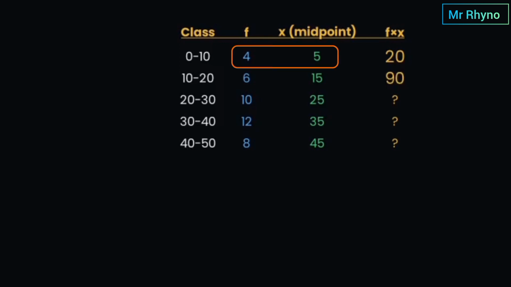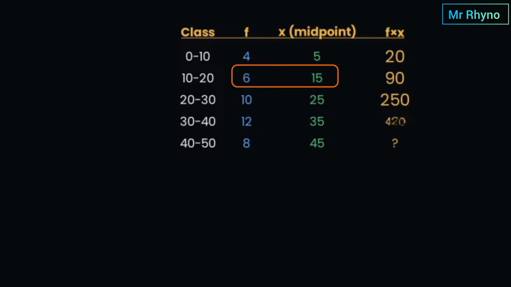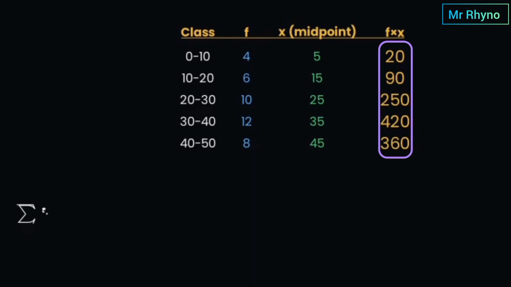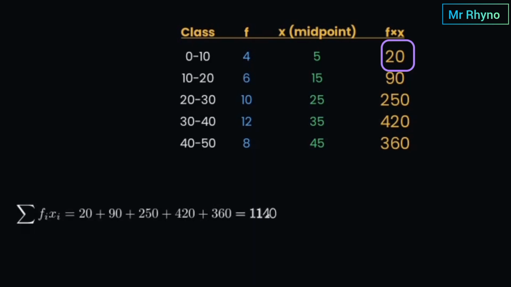4 multiplied by 5 is 20, 6 multiplied by 15 is 90, 10 multiplied by 25 is 250, 12 multiplied by 35 is 420, and lastly 8 by 45 is 360. We add up all the values in the fx column, 20 plus 90 plus 250 plus 420 plus 360, and that gives us a total of 1140.